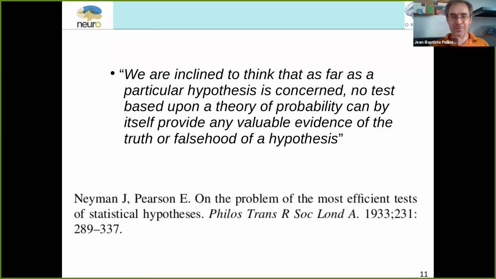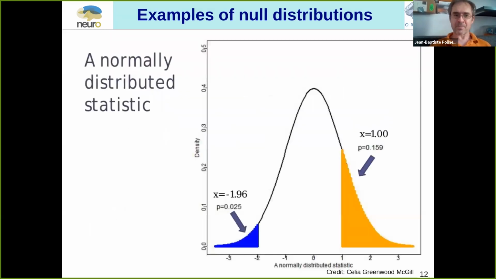I found that quote from Neyman in person, which reinforced what the survey was telling us. "We are inclined to think that as far as the particular hypothesis is concerned, no test based upon the theory of probability can by itself provide valuable evidence on the truth or falsehood of a hypothesis." So it really confirms that in the Neyman and Pearson framework, you don't probabilize the null or the alternative. Those are not random variables.